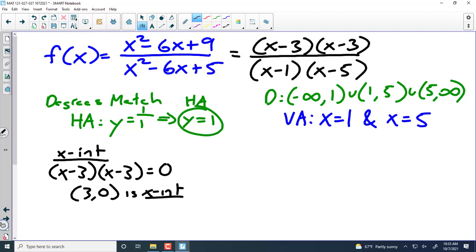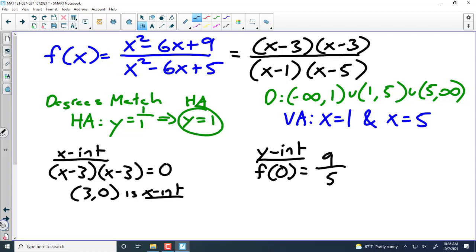The next observation I make is that I did not kick 0 out of my domain. 0 is in the domain. So the way I find my y-intercept, the way you always find a y-intercept, is you plug 0 in for every single x. Now if you plug 0 in for every single x, what's the only thing that's not going to go away on top? On the top, the only thing that can be left is the 9. And on the bottom, the only thing left is going to be the 5.